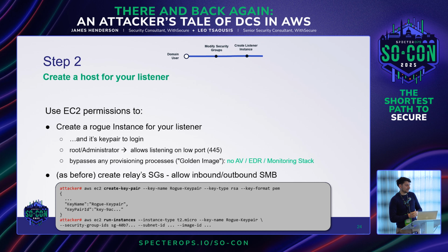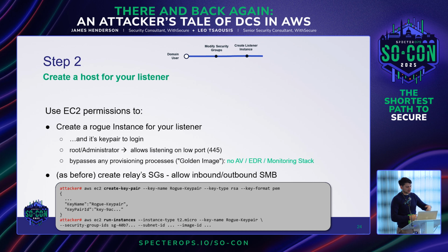That instance, you're going to have root and administrator on, which will allow you to listen on a low port like 445. And there's a side benefit through that process, I guess, depending on how you see it, maybe a detection opportunity, that it bypasses all the provisioning processes that the organization might have. If you've heard of something called a golden image standard, then you're bypassing that, which means you can deploy any OS you want and skip the installation of the AV, the EDR, any monitoring software that's in there.